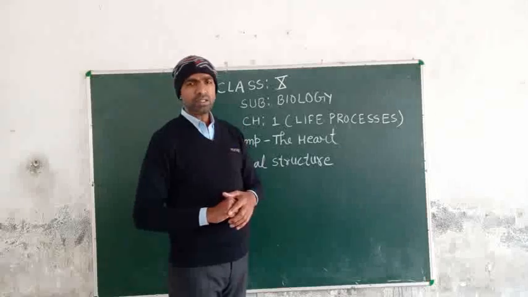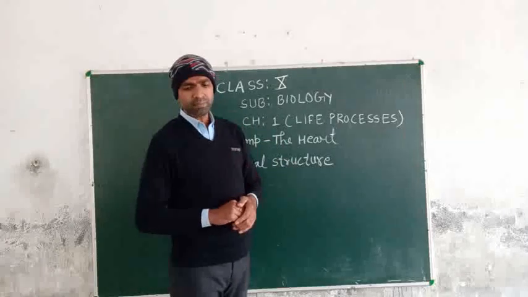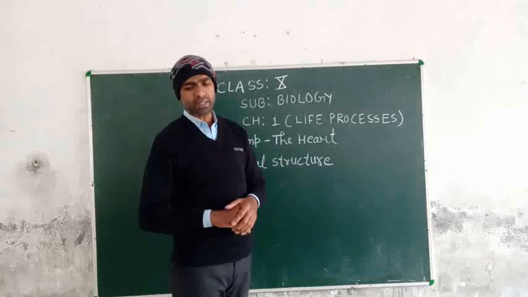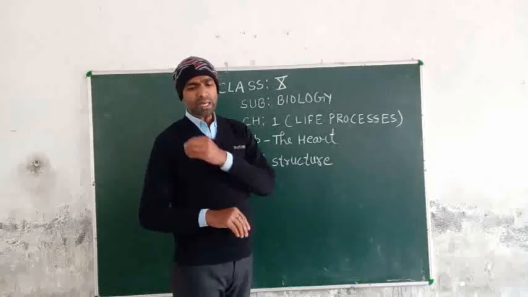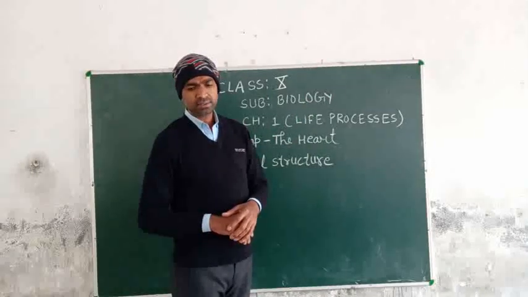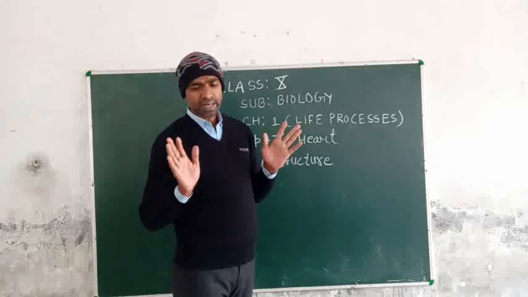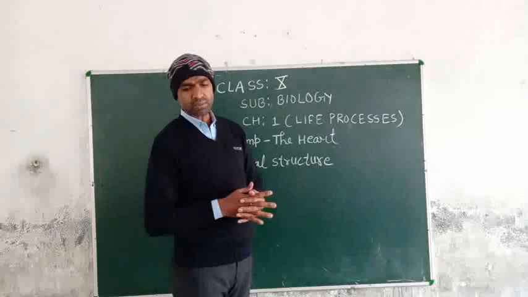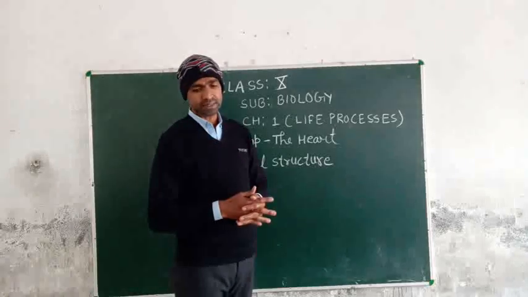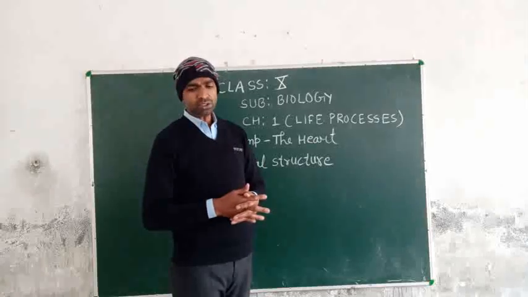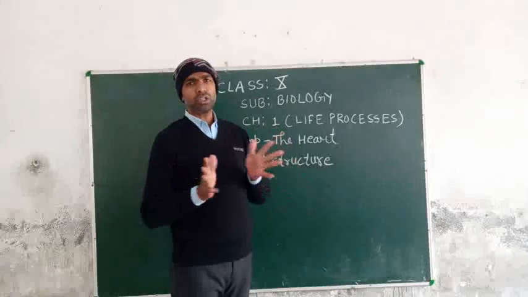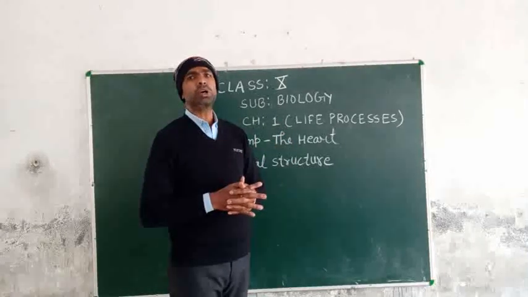The aorta, also called the main artery, arises from the left ventricle and carries oxygenated blood to supply it to all parts of the body. The coronary arteries, right and left, arise from the base of the main artery and supply blood to the heart muscles. If there is a blockage in the coronary arteries, it leads to heart attacks.